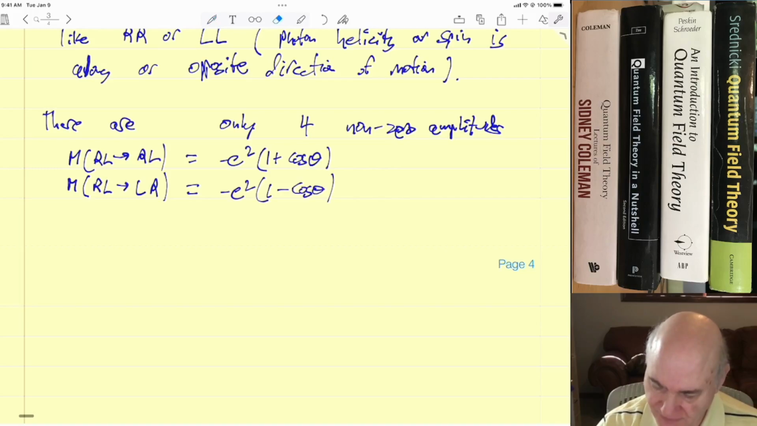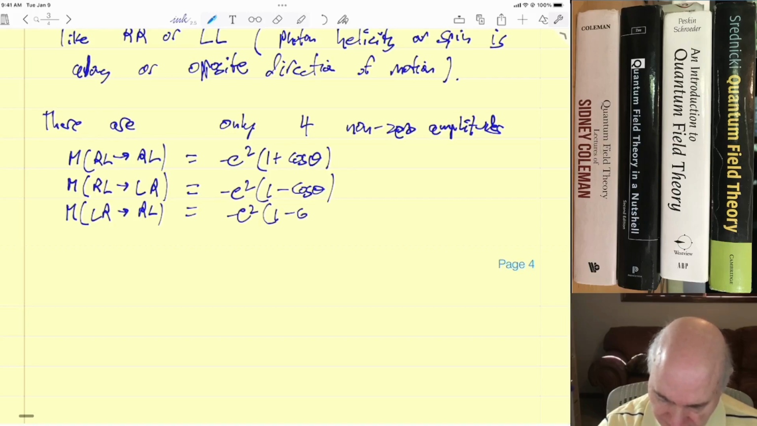If you do the same thing with the spins, basically the angles change, and that's why we get a sine here and everything. So you can work this out by yourself to make sure you understand why we get that minus sign here. And then M LR to RL, it's the same thing, 1 minus cosine theta. And then finally we have LR goes to LR. It's the same as we had originally, minus e squared (1 plus cosine theta).